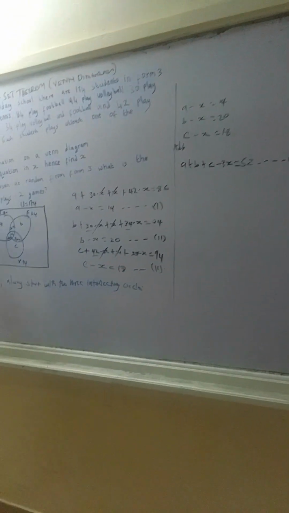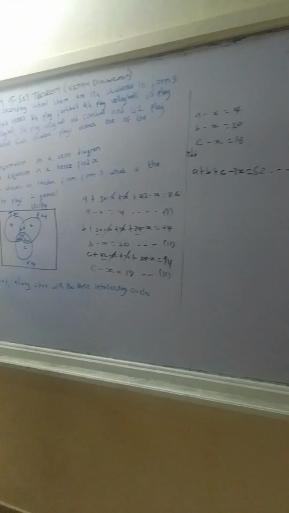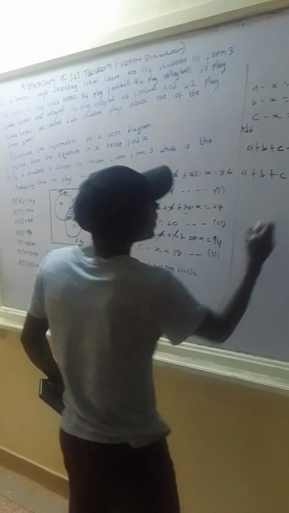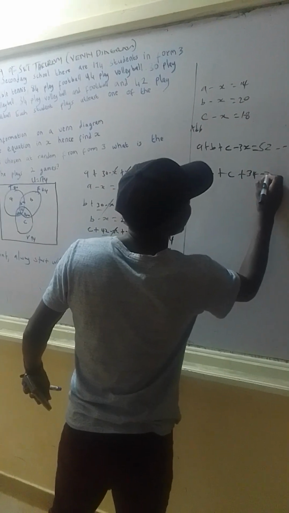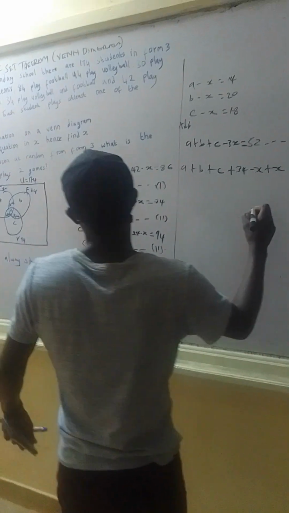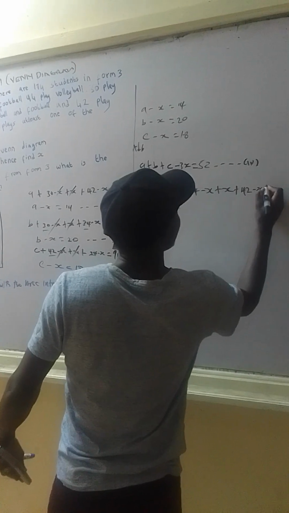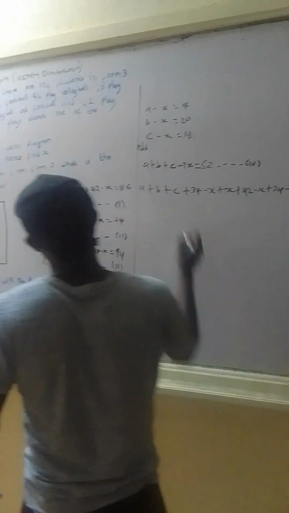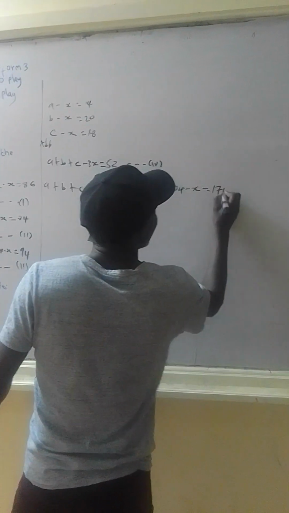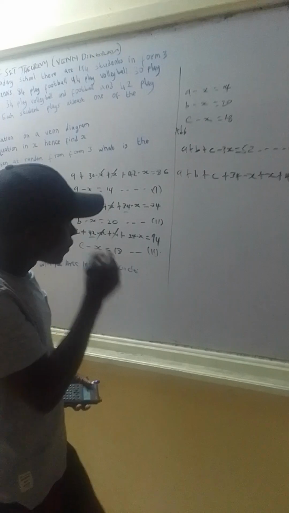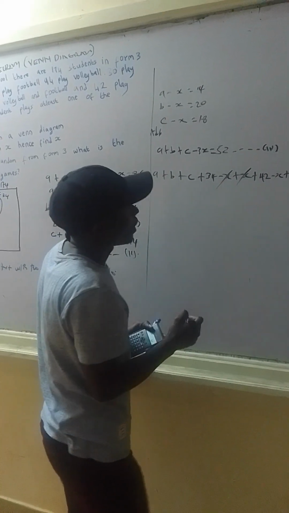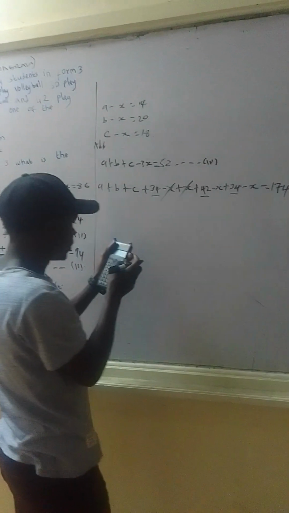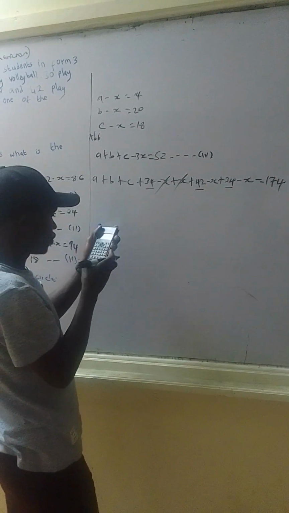Then if I add also this one, a plus b plus c, that is a plus b plus c plus 34 minus x plus x, then plus 42 minus x plus this 34 minus x, it should be able to give me the total number of students, which is 174. So for this part, x and x will cancel out. Then you have 34 plus 42 plus 34.